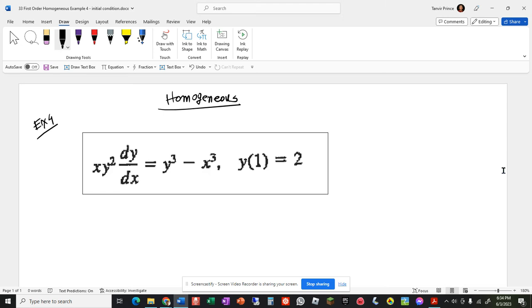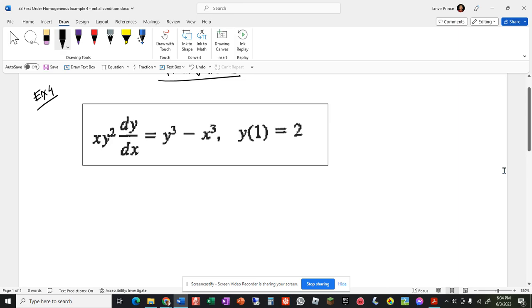Welcome to example 4 of homogeneous, and this one has an initial condition. So the question is xy squared times dy/dx is equal to y cubed minus x cubed. The text is not very clear, so I'll write it down again just in case. So xy squared times dy/dx equal to y cubed minus x cubed, and the initial condition is that y of 1 equal to 2.